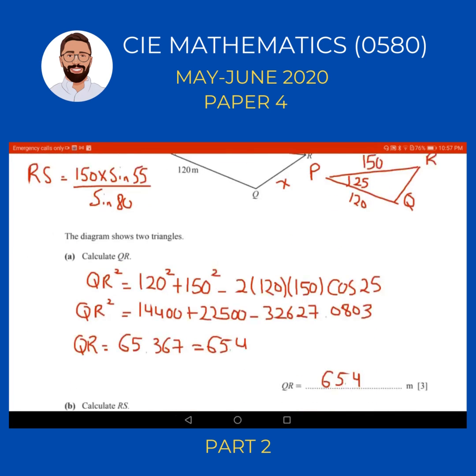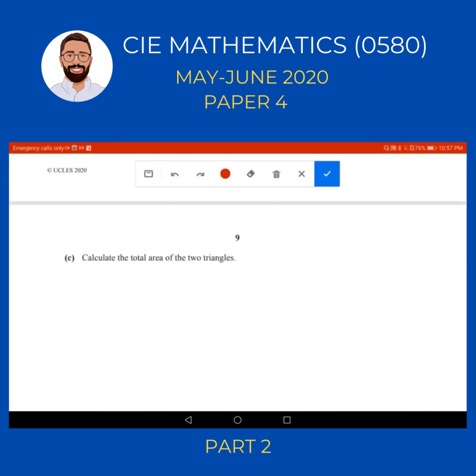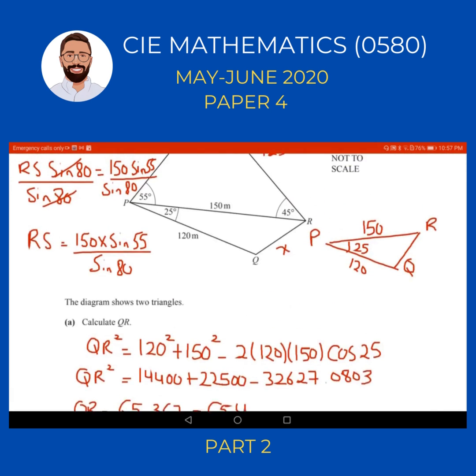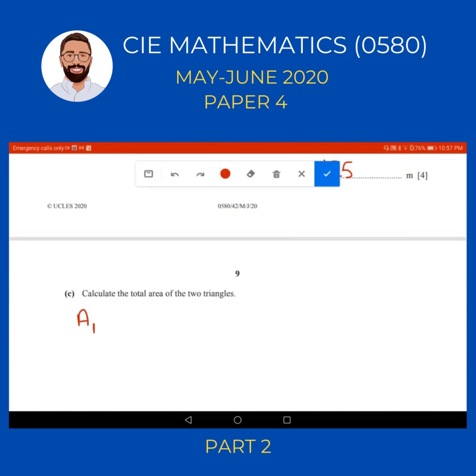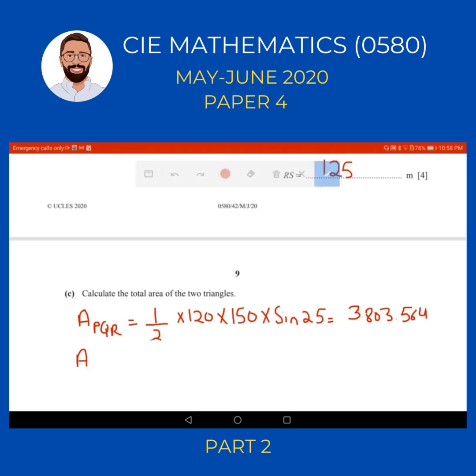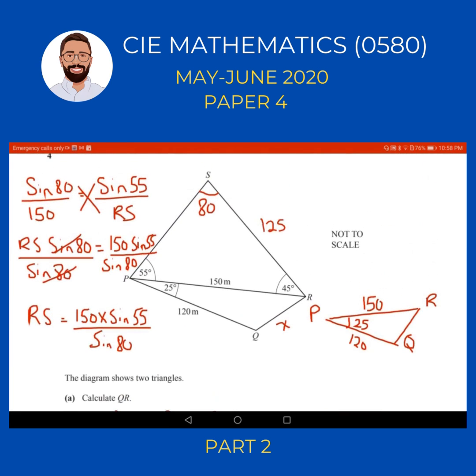Now let's do that. The area of the first triangle, which is PQR, is equal to half times A, which is 120, times B, which is 150, times sine the angle, which is 25. And the answer is 3803.564. Now for the second triangle, PRS, it's half times 150 times 125 times sine 45.